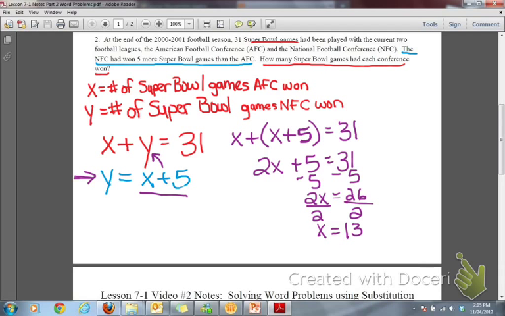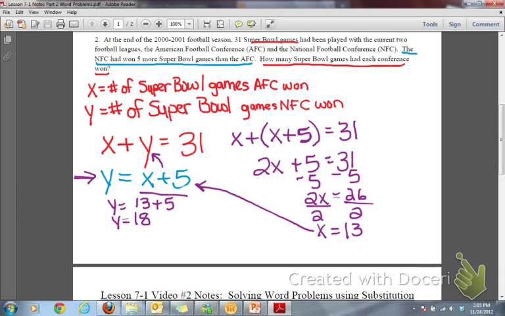You can use your calculator if you need to as you do problems. I don't care if you use the calculator. Just make sure you show your work. So now that I know that X equals 13, I want to go back over to my equations. I want to figure out what Y equals. So why don't I just put that into that second equation? If X equals 13, then Y equals 13 plus 5, and that's just 18, so Y equals 18.